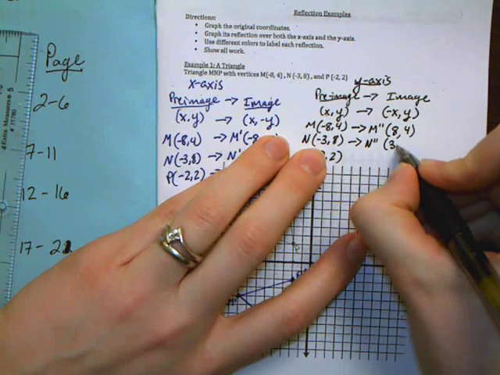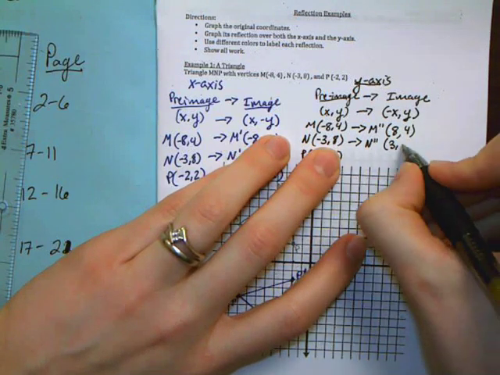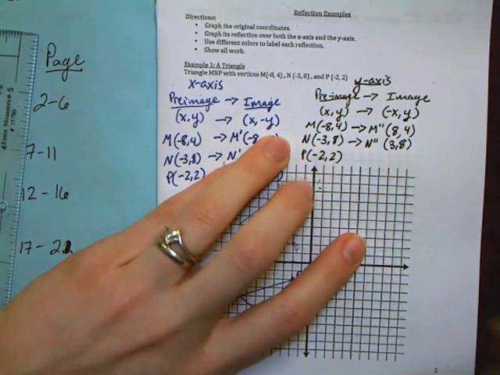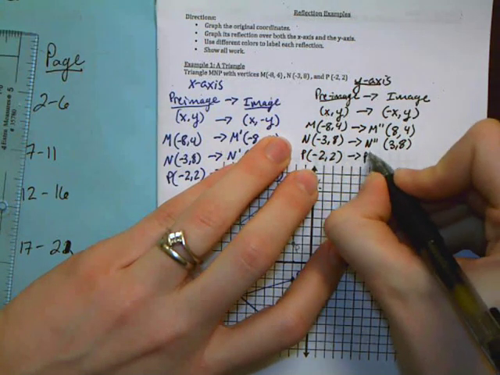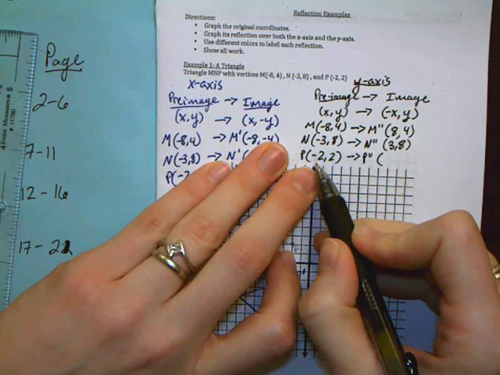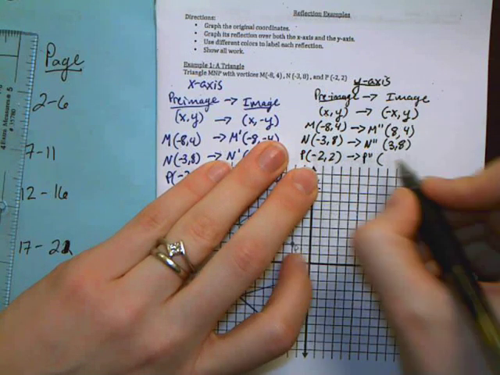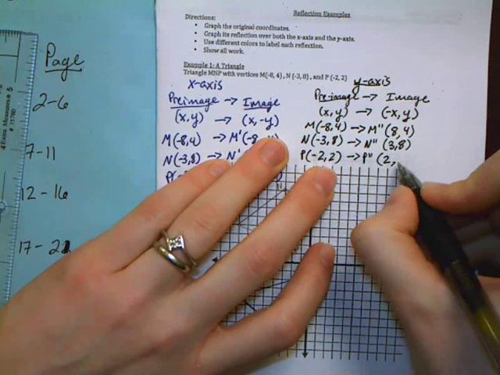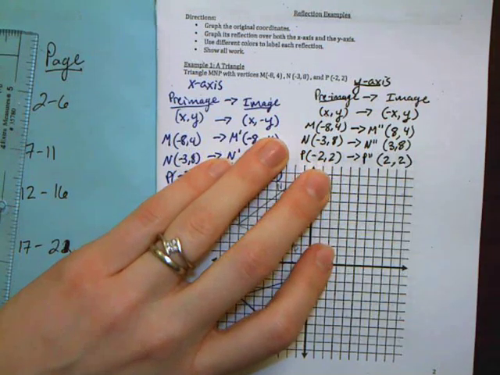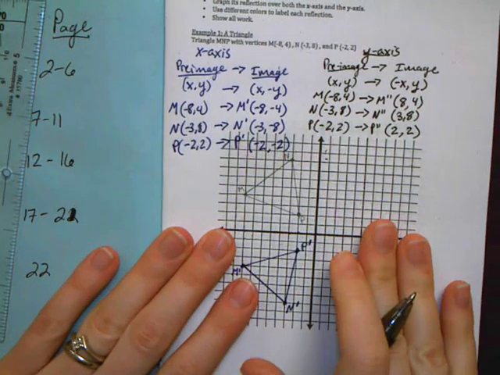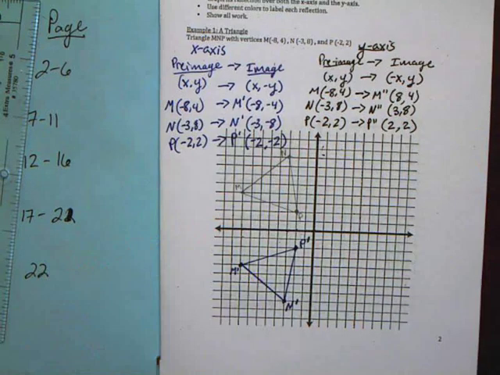For n double prime, I am changing negative 3 to its opposite, which is positive 3. My 8 does not change because that's the y value. And then for p double prime, my negative 2 is going to change to its opposite, which is positive 2, and then the y value does not change.